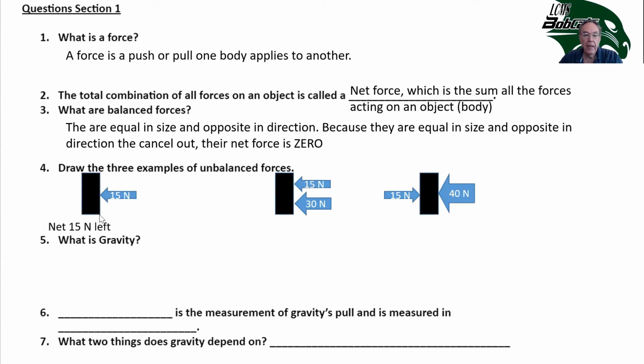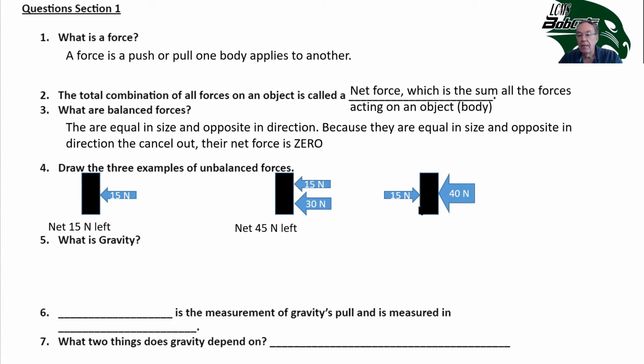Okay, we've got this block. One example is there's just one force acting in a direction, it's 15 newtons to the left. These forces are unequal in size and they're in the same direction. They add together for a net force of 45 left.